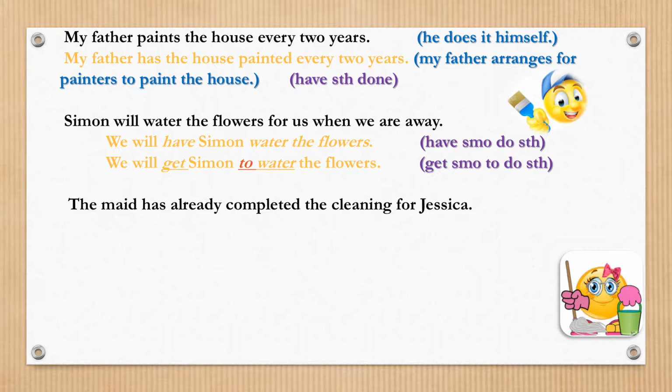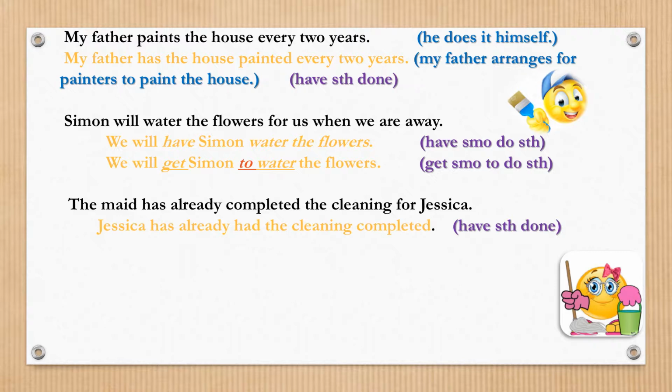Look at the last example. The maid has already completed the cleaning for Jessica. In the first structure, we use have something done. So we didn't add the agent. We didn't add the maid in the sentence. Jessica has already had the cleaning completed.